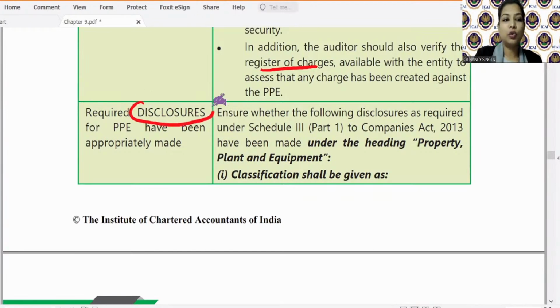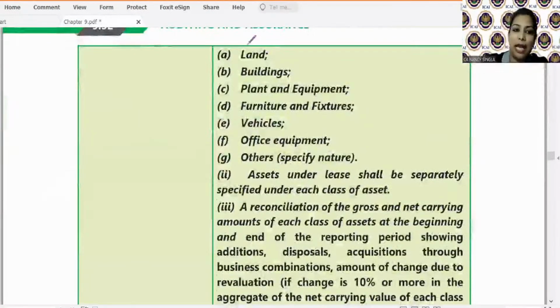Now, with respect to disclosure, again, Schedule 3, Part 1 to the Companies Act 2013 gives the disclosure requirements. Who will give these disclosures with respect to PPE? Management. Who will verify them? The auditor, right? बहुत simple है, but very, very important. So the heading is property, plant and equipment, and classification will be land, building, plant and machinery, furniture, fixtures, vehicles, office equipment, others. ठीक है?